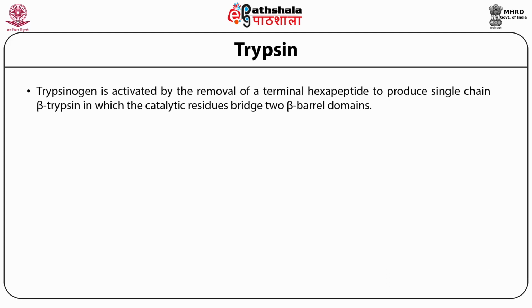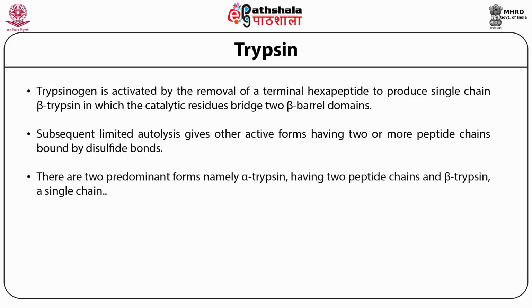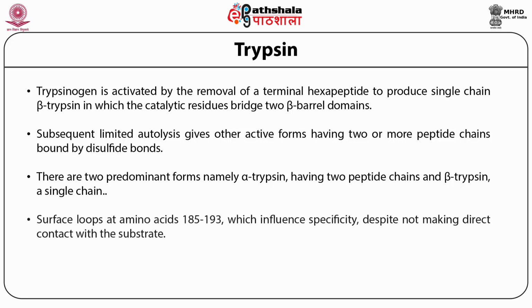The trypsinogen is activated by removal of a terminal hexapeptide to produce single chain beta trypsin, in which the catalytic residues bridge between two beta barrel domains. The subsequent limited autolysis gives other active forms having two or more peptide chains bound by disulfide bond. There are two predominant forms, namely alpha trypsin having two peptide pairs and beta trypsin having single chain. The surface loop at amino acid 185 to 193 influences specificity despite not making direct contact with the substrate.